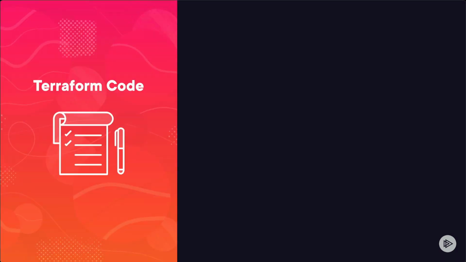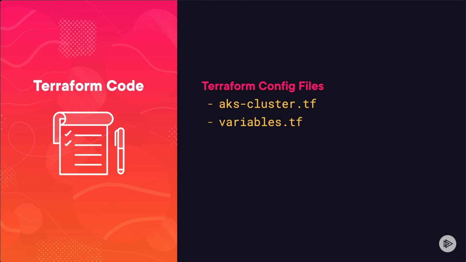Now, a quick preview of the Terraform code we'll be using. We'll be working with 5 files. Now, our Terraform config files consist of our aks-cluster.tf file. This is where the main AKS cluster configuration will be. We have a variables.tf file. This will have a couple variables that we're going to use to create our cluster. We have our terraform.tfvars file, which is where we're going to put in our service principal information, which will then be called by our variables.tf file.